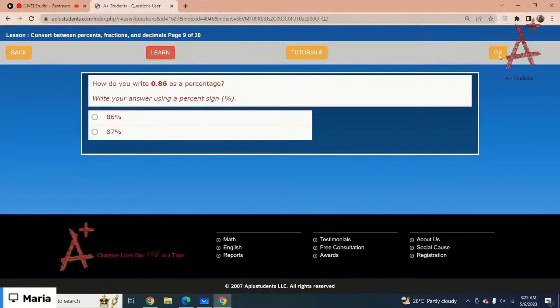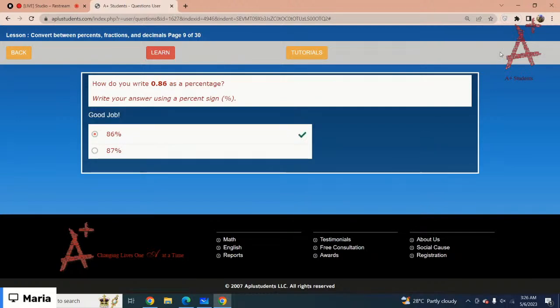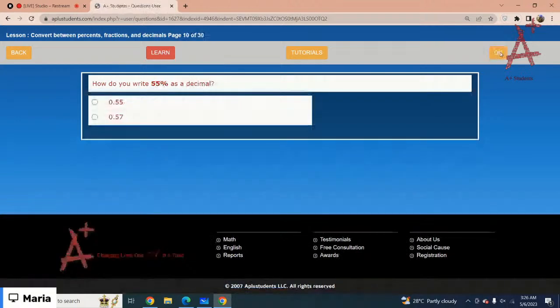Okay, how do you write 0.86 in percentage form? You have to do 0.86 times 100. So it would be 86%. The correct option is option number 1. That would be 86%.